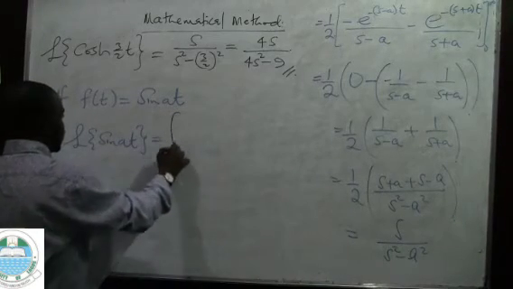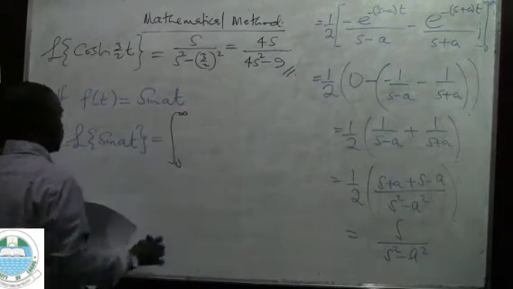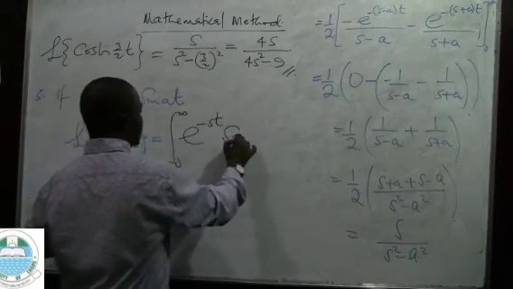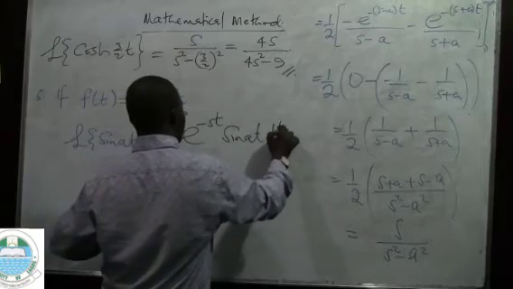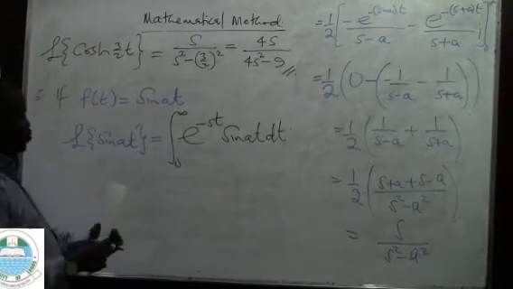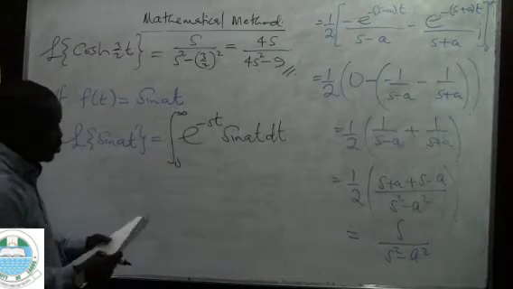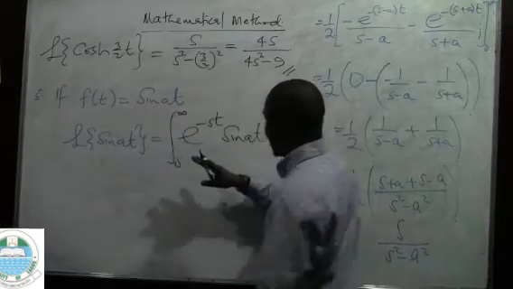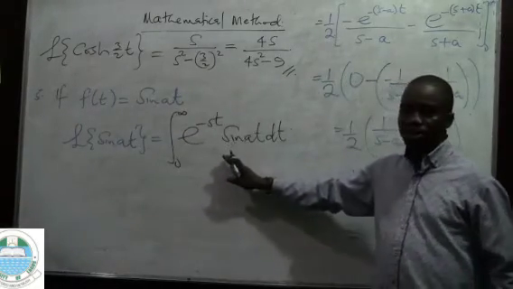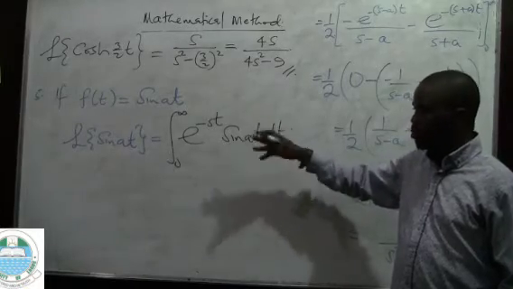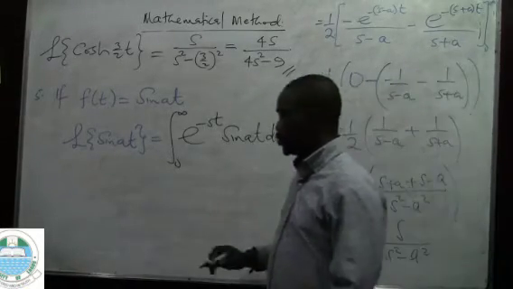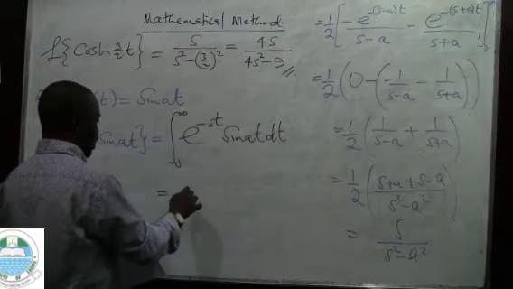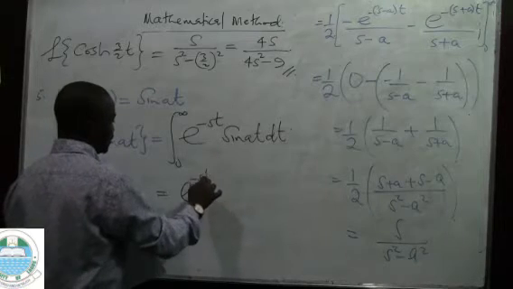by definition, integral from 0 to infinity exponential of minus st sine at dt. What do we do? We are going to integrate this one using the method of parts. This is integration by parts because it combines exponential and trigonometry. From our elementary calculus, we know how to do this. So integrating this one by parts will give us, we write exponential of minus st.